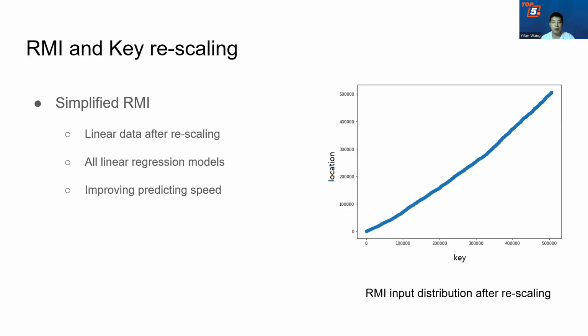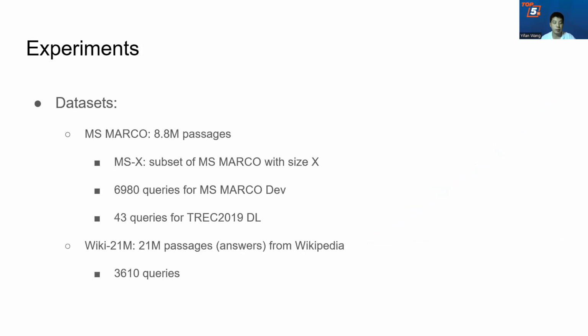And surprisingly, after the rescaling, we found that the training data has become linearly distributed. So we simplified RMI to use all linear regression models, and this has helped improve the prediction speed.